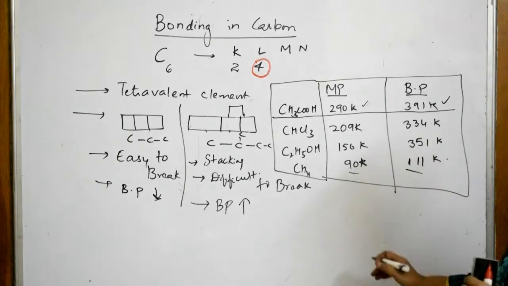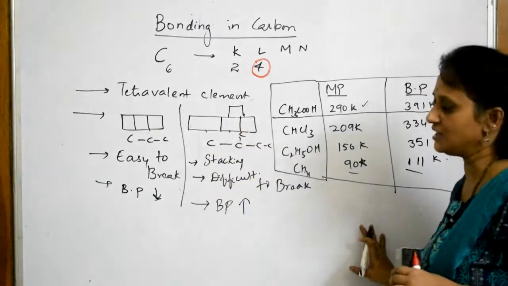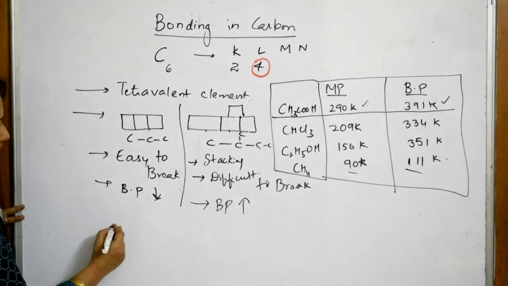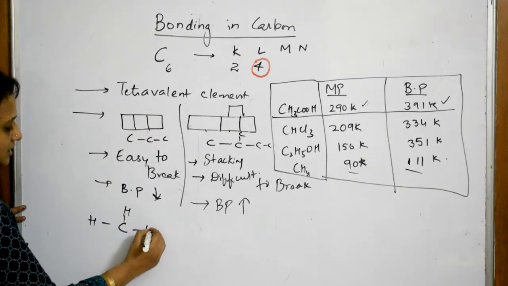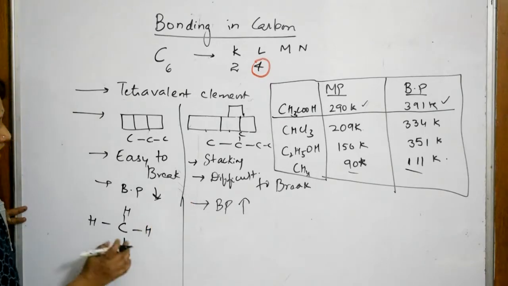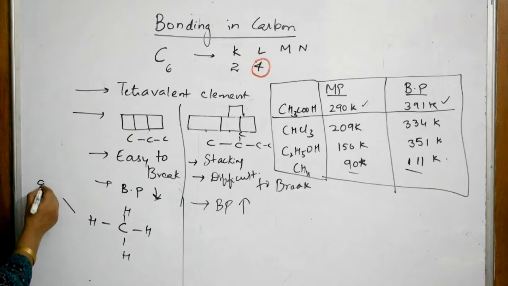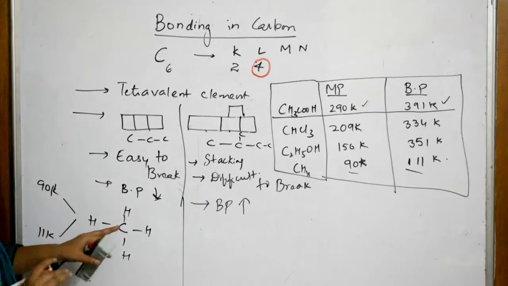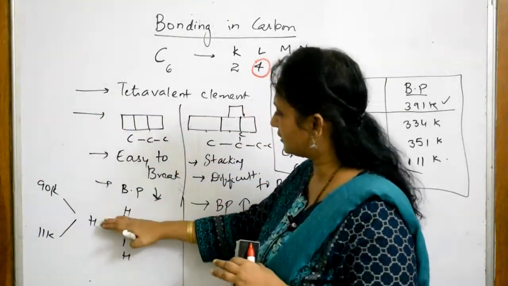Let us draw the structure and see. Suppose I take acetic acid, same concept I am explaining here. Let us take methane first. Structure is CH4, C with H, H, H, H. How much is this? Methane is 90 Kelvin as well as 111 Kelvin. Now see here, the bonds are single, simple. It is only a single bond. I'll break here, here, here, here.